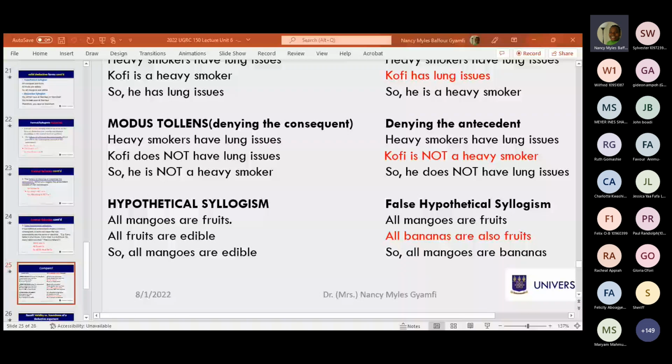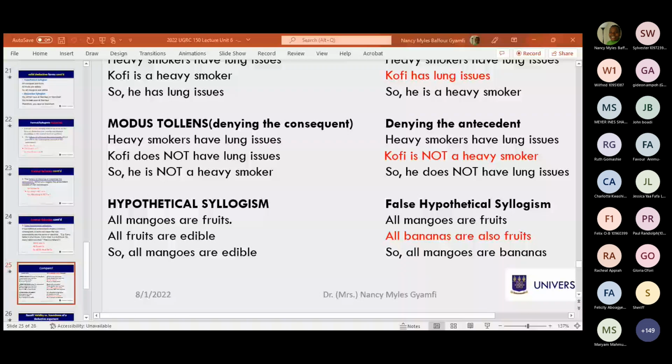Okay, and all who feed their young grow. What will be the valid conclusion by hypothetical syllogism? All mammals feed their young, and all who feed their young grow. What will be the valid conclusion? Give me a uniform answer now.